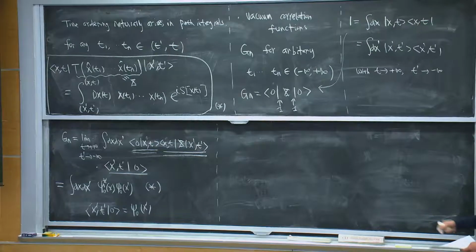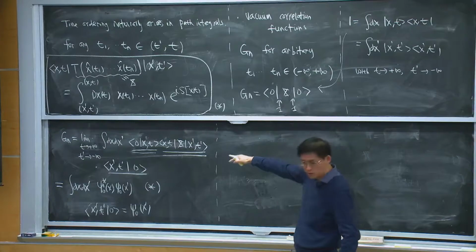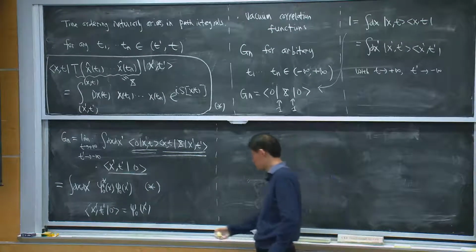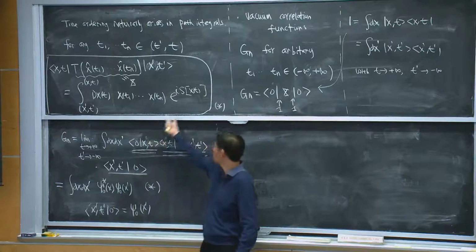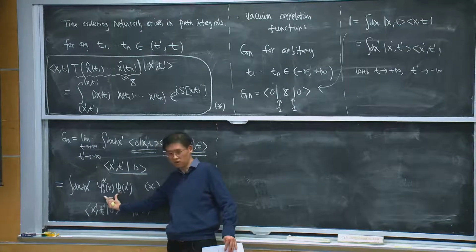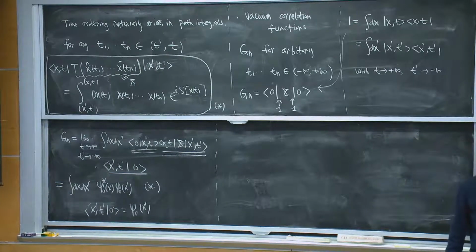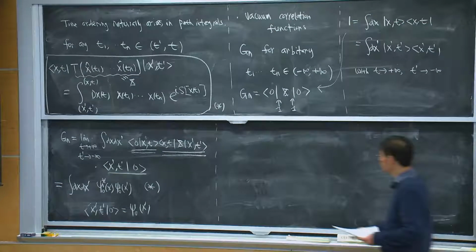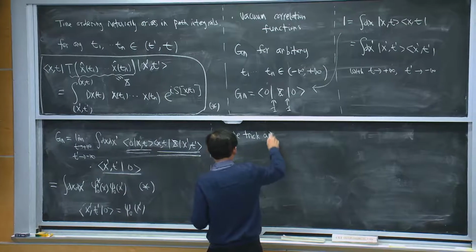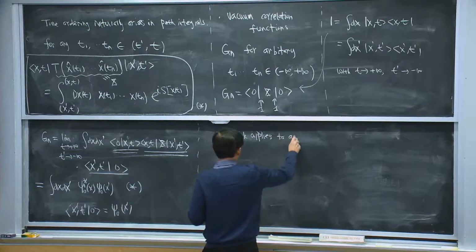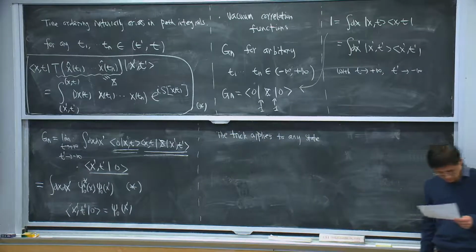So this trick actually works for other states too. You can do a similar trick and you essentially get two more integrals to do. You take that path integral and then integrate it over the initial and the final wave functions. So the trick applies to any state, not just the vacuum correlation functions.